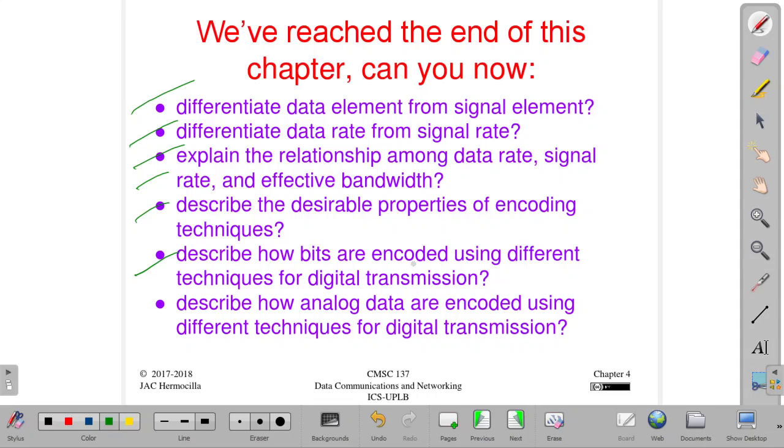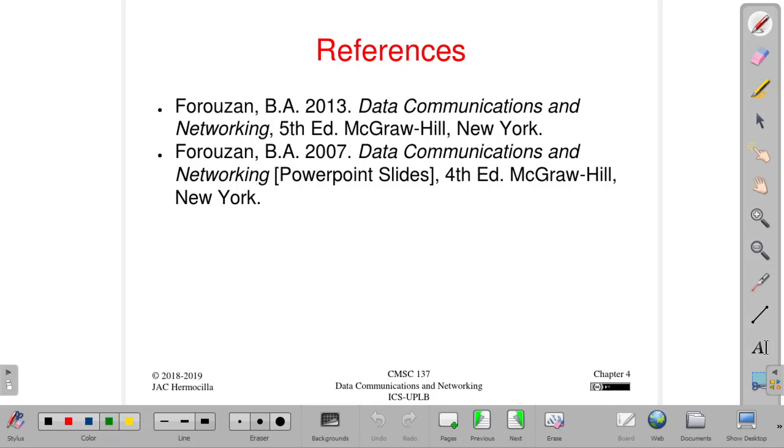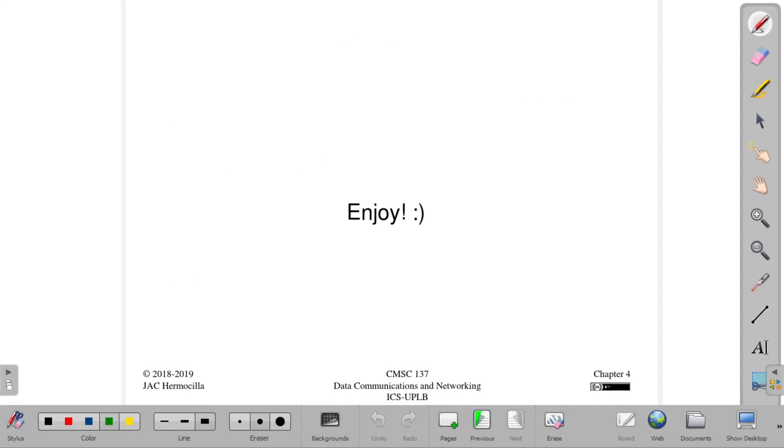Line encoding, block coding, scrambling, and describe how analog data are encoded using different techniques for digital transmission: pulse code modulation, delta modulation, as well as how these bits are transmitted over a link via the different transmission modes. Okay, so we'll stop here, and this is the end of chapter 4.